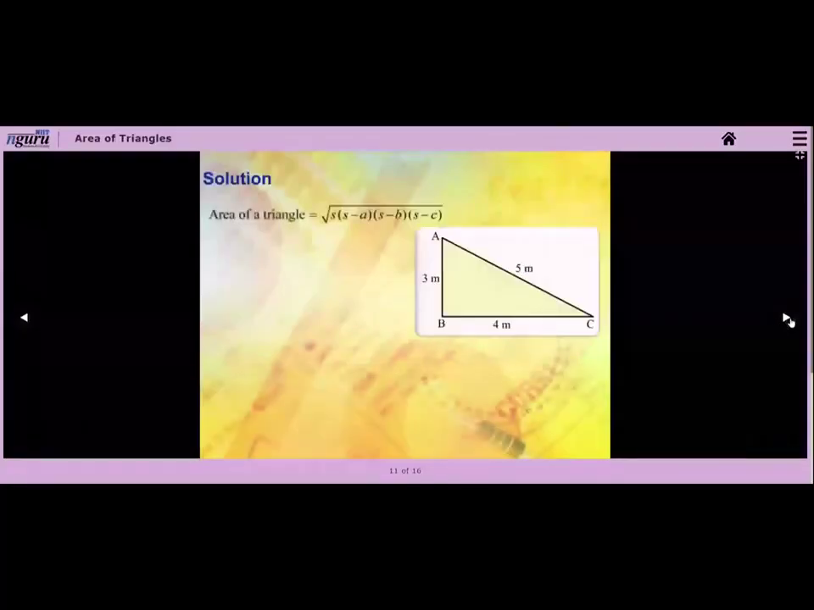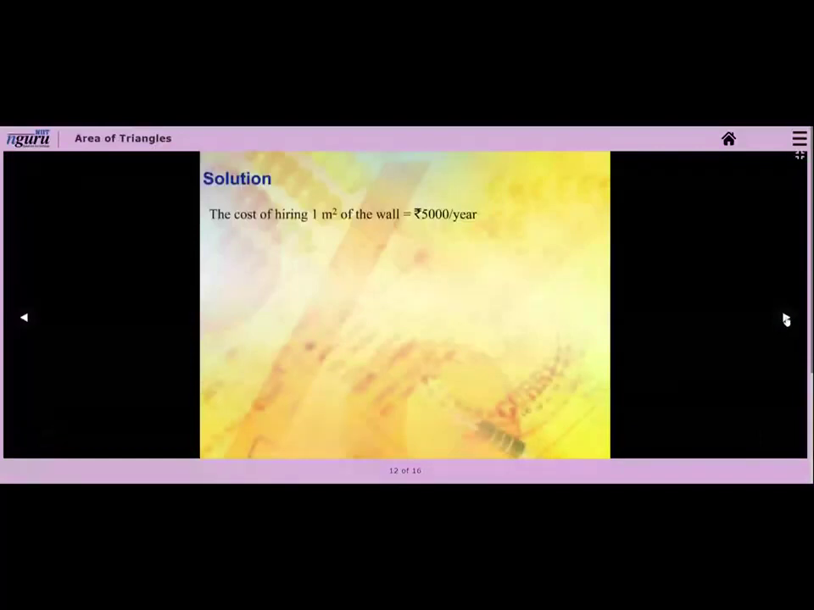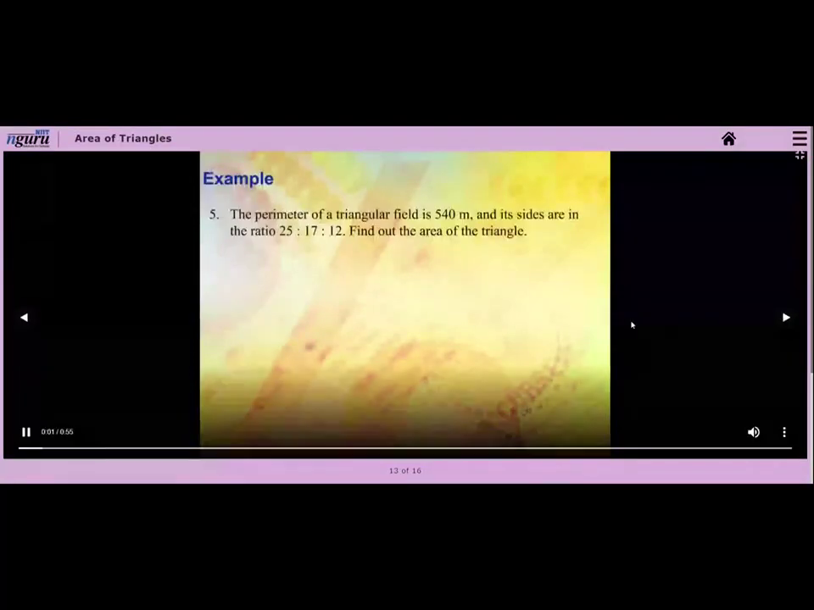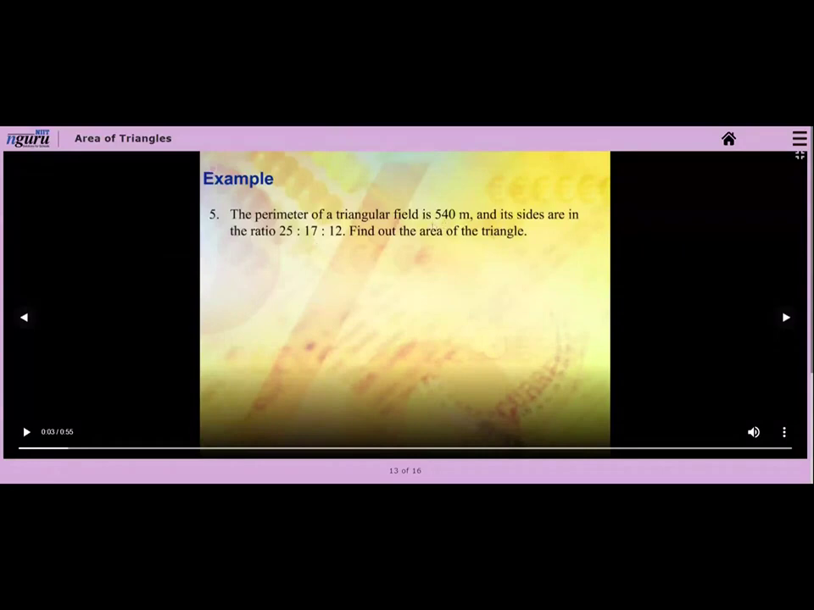The cost of hiring one square meter of the field is 5. Hello, can you hear me? Yes, ma'am. So here, the perimeter is given: 540 meters, and the sides are in the ratio 25 is to 17 is to 12. Find out the area of the triangle. So, what should you do?